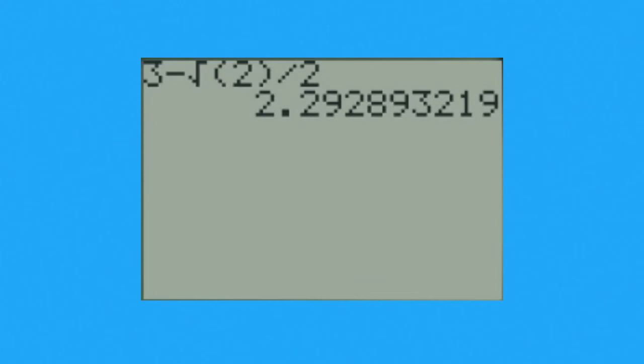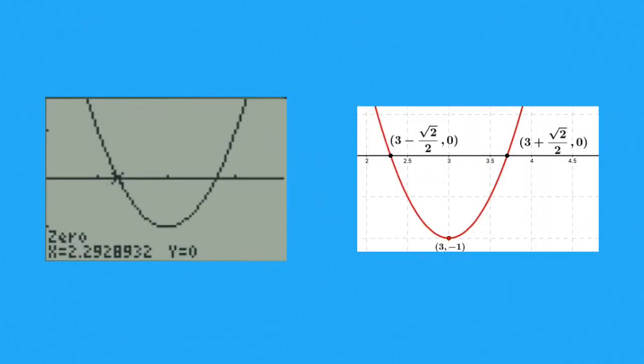Here is one of the many shortcomings of a calculator. When finding the zero, it can only give a decimal representation of an answer which you ought to be able to find analytically and exactly. Do note that if I ever ask you to find a zero, I will expect to see the full 3 minus the square root of 2 over 2, not the decimal answer 2.92, etc.